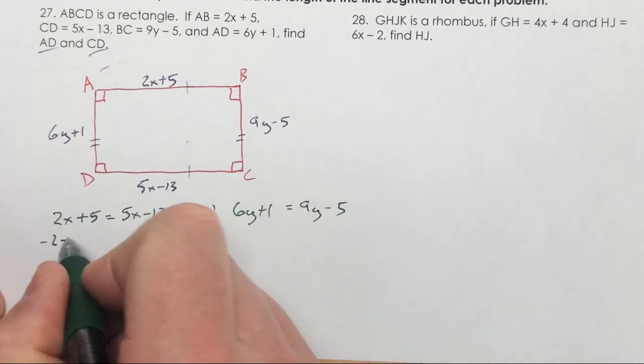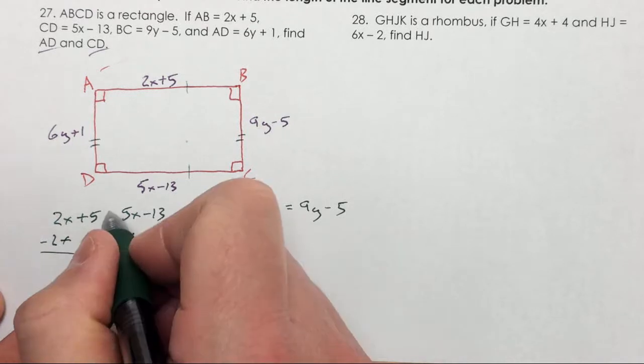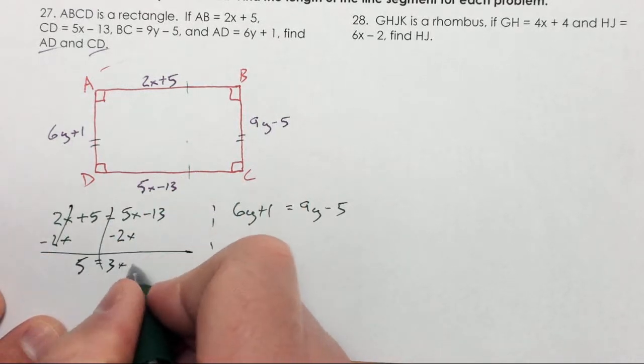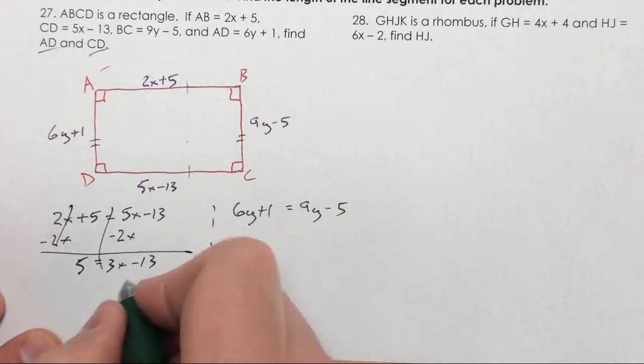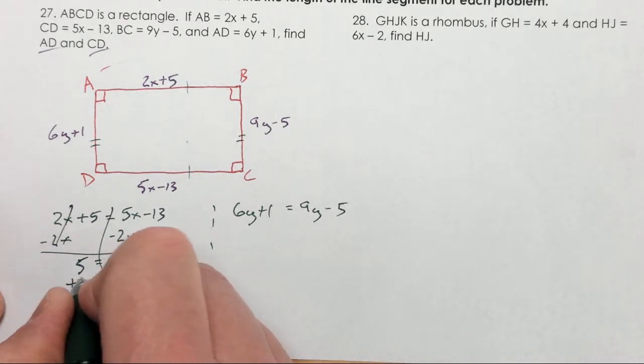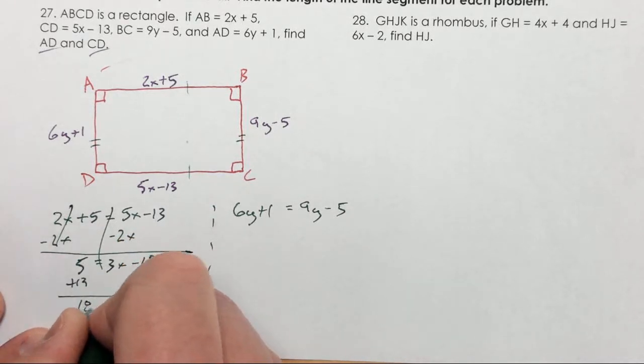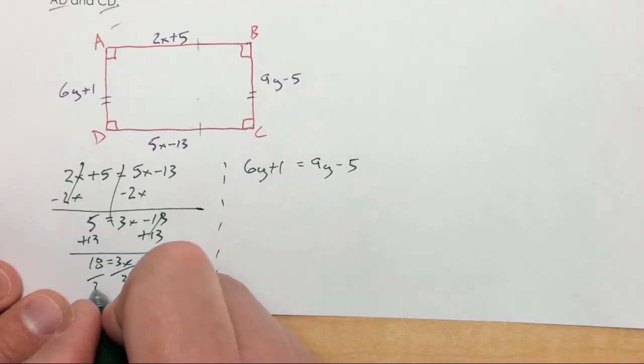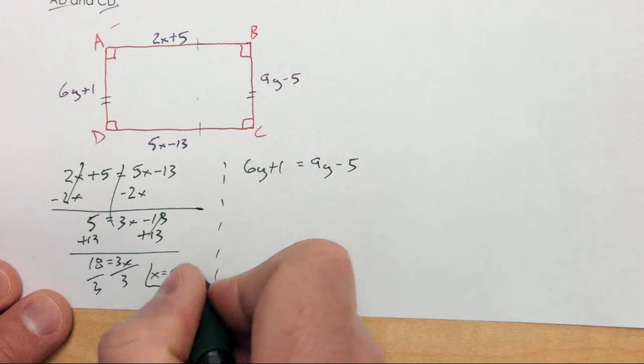So I'm going to take away 2x from both sides here. And I end up with 5 equals 3x minus 13. I'm now going to add 13 to both sides. And I get 18 equals 3x. Divide by 3 here, and I get x is 6.